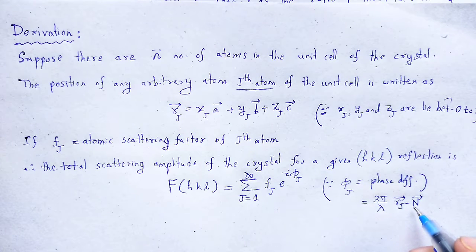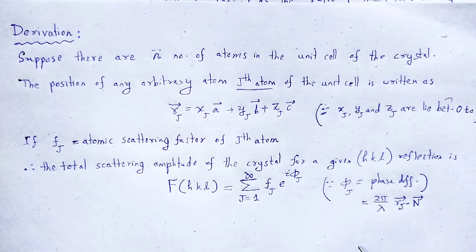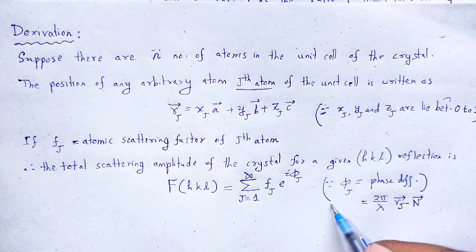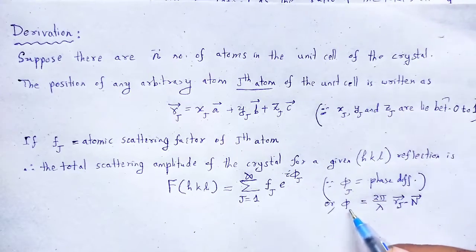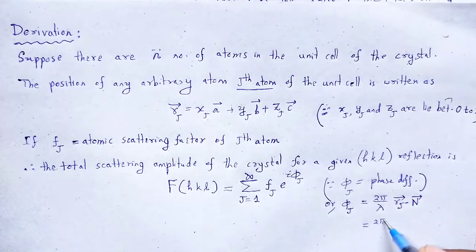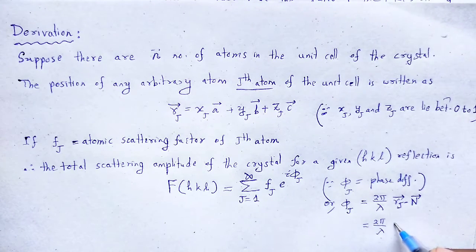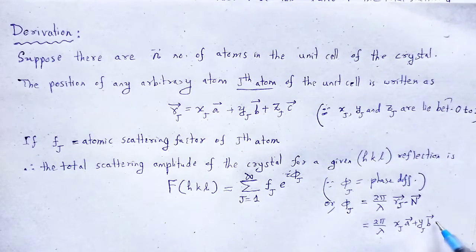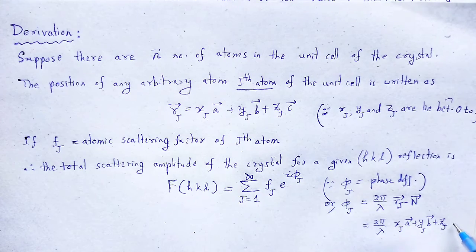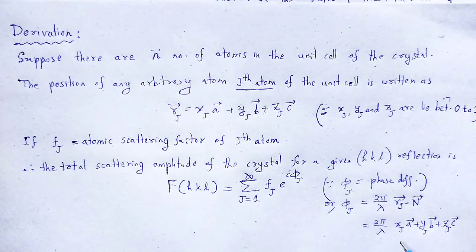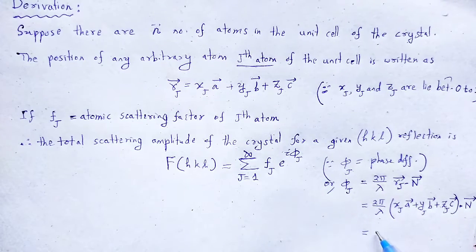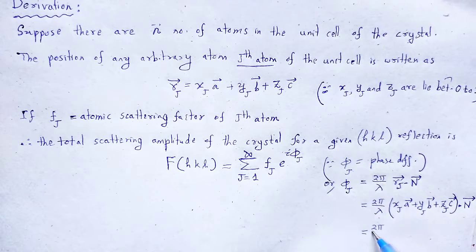Rj dot n vector can be expanded. Phi of j is equal to 2 pi by lambda Rj dot n vector, where Rj is xj a vector plus yj b vector plus zj c vector, dot with n vector, which is equal to 2 pi by lambda.